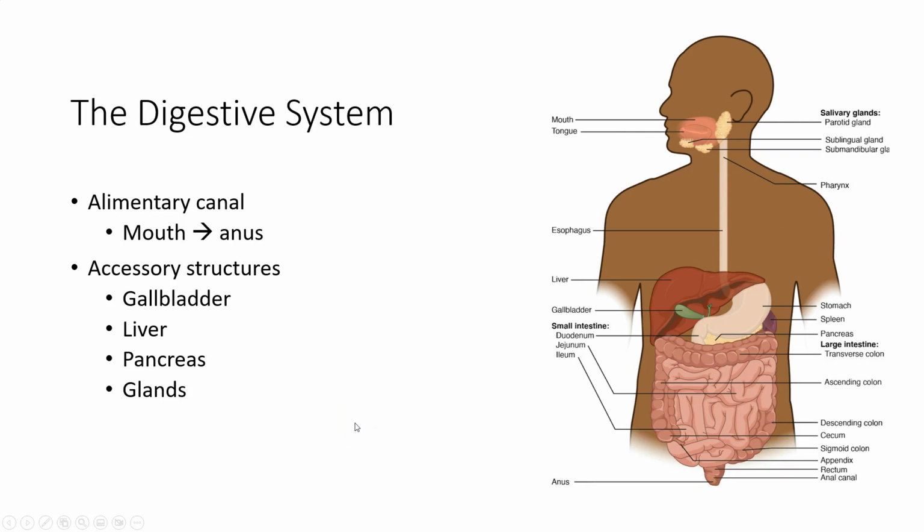Accessory structures of the digestive system include the gallbladder, which stores bile, the liver, which is covered in a separate video and has multiple functions, including the production of bile, the pancreas, which releases enzymes into the digestive system for its exocrine function. The pancreas also has endocrine functions, such as production of insulin and other blood sugar regulatory hormones. And we have glands, such as our parotid, sublingual, and submandibular salivary glands that are assistive in the process of digestion.